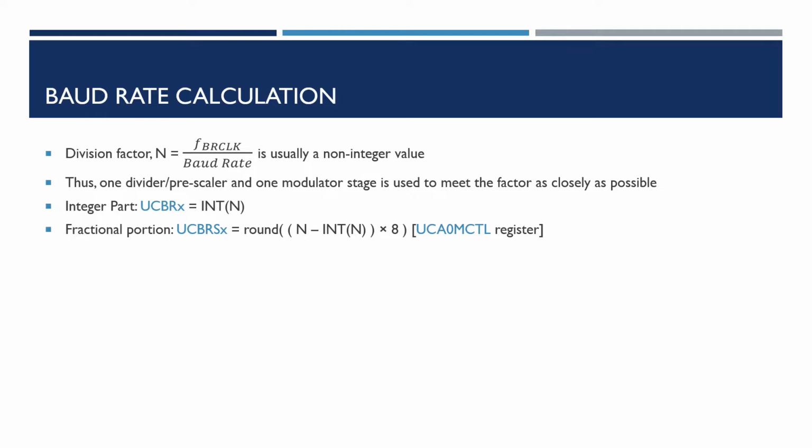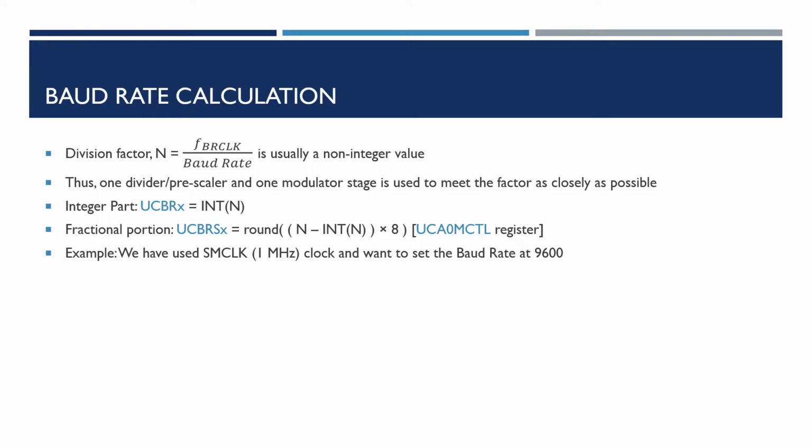So the register is UCA0MCTL, that is the modulation control register. And the UCBRSX are the bits of that register, wherein the value of the fractional portion is mentioned. So in this case, what we basically do is we simply take the division factor value, that is the original value with the decimal point, and subtract the integer part from it, and then multiply it with 8 and round it off. So whatever the value that you get, that will be used for your fractional portion. If you're wondering why 8, then that is nothing but for one byte of data. So that is basically 8 bits.